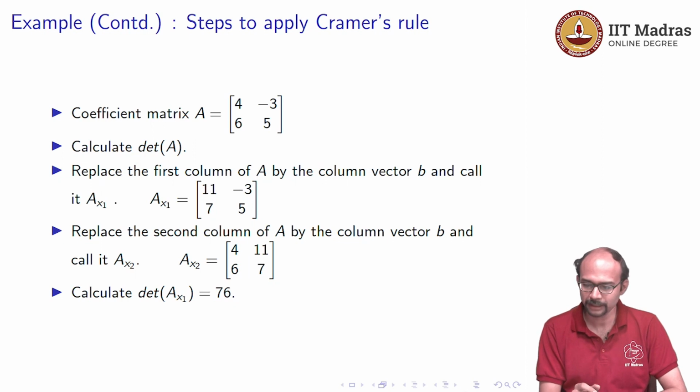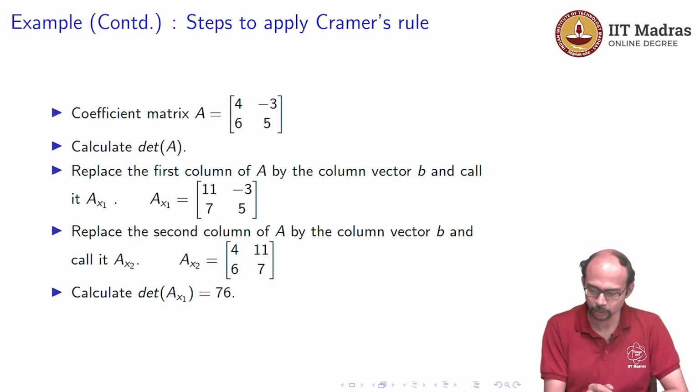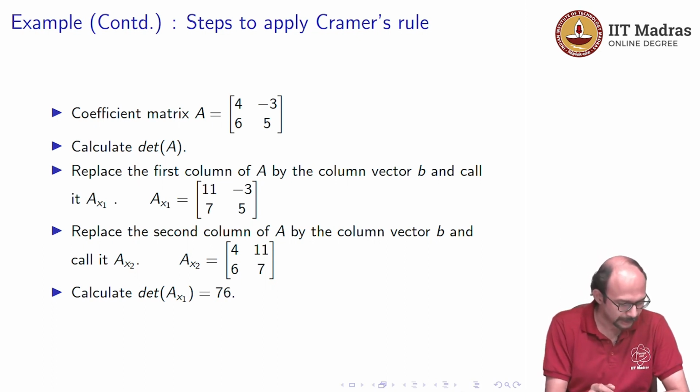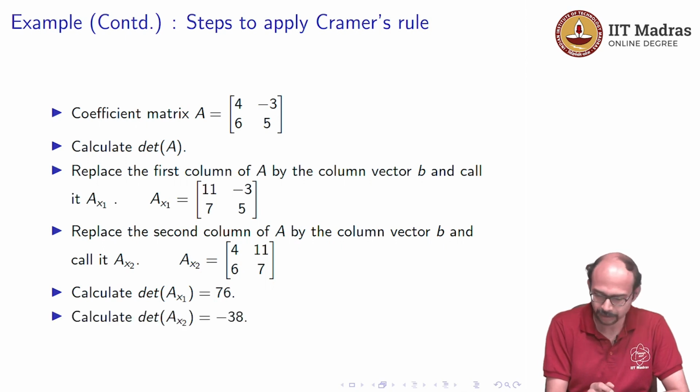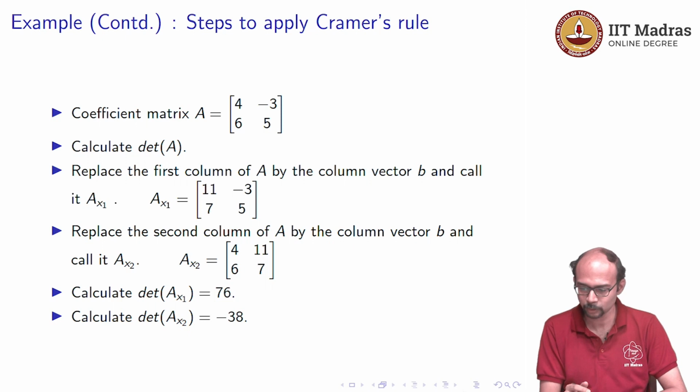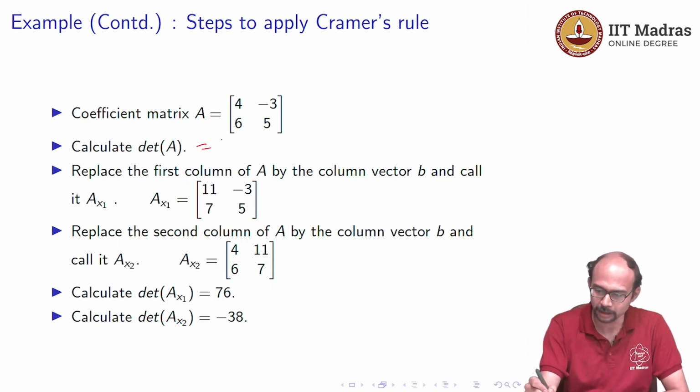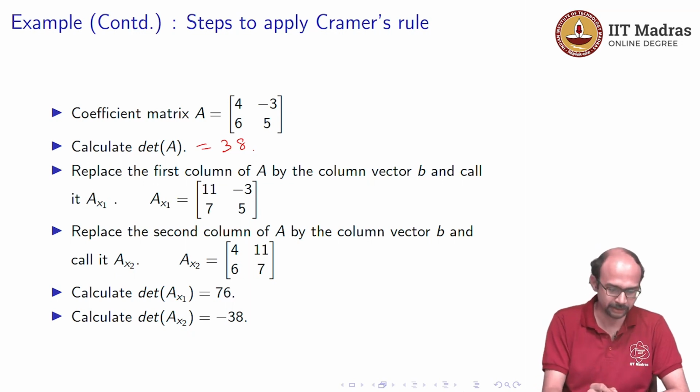Let us calculate determinant of A subscript x1. So, you can do this. This is 11 times 5 minus negative 3 times 7. So, that works out to 76. And then let us calculate the determinant of A subscript x2. So, if you do that, that is 4 times 7 minus 11 times 6, that is minus 38. So, remember that the determinant of A was calculated to be 38. So, let us keep this in mind, 38, 76 and minus 38. Okay. So, now what do we do?